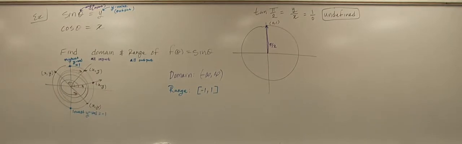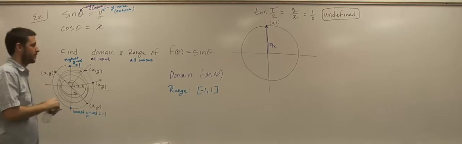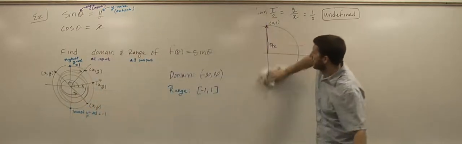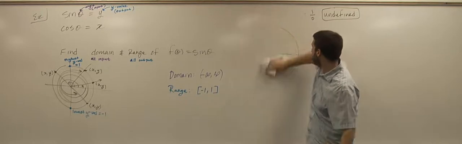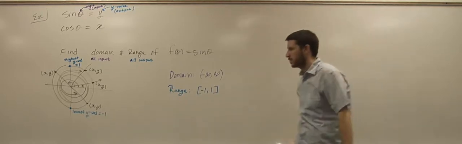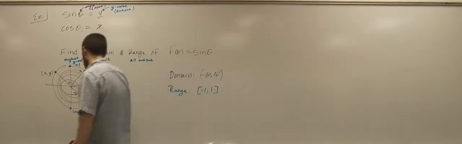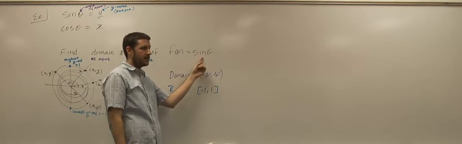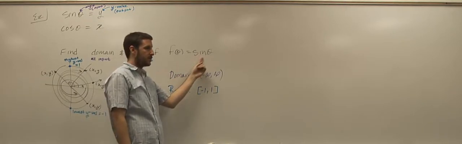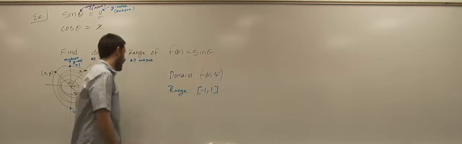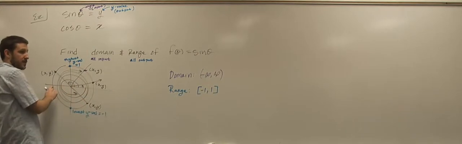What do you think changes for cosine? How come the domain's not negative 1 to 1? That would be saying that the only angles I can put into sine are between negative 1 and 1. But for example, I can put pi into sine. Sine of pi makes sense. I just go to pi on the unit circle and I look at the y.